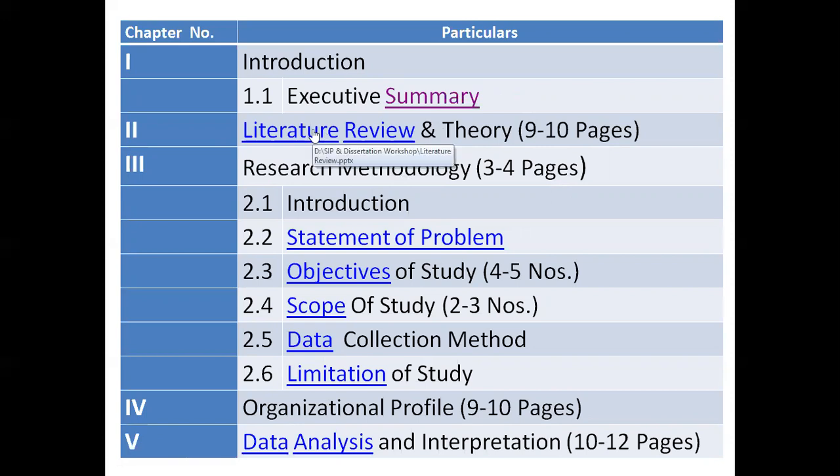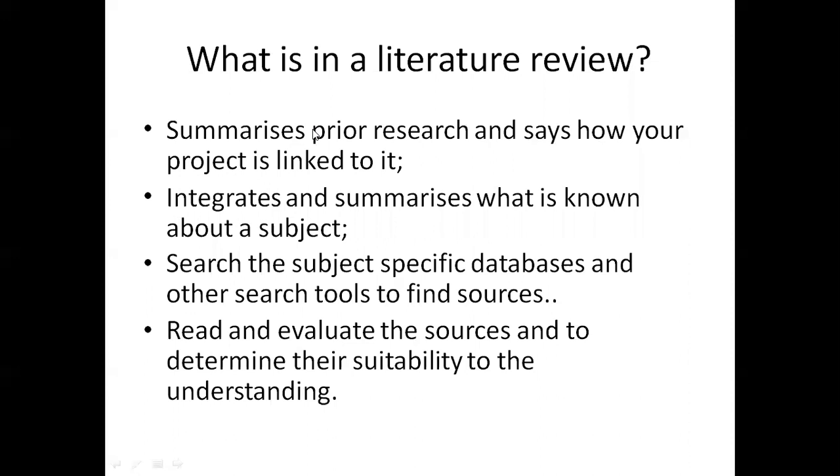The next important thing is literature review and theory. Now students confuse literature review and theory. Both are very different. Theory is the theoretical part of your project. For example, if you're writing a summer internship project or dissertation on ratio analysis, theory will consist of the theory of ratio. What is a ratio? What are the types of ratio? Explain in detail the formulas of ratio. That is theory that you get from any book. Then what is literature review? It summarizes prior research and says how your project is linked to it.